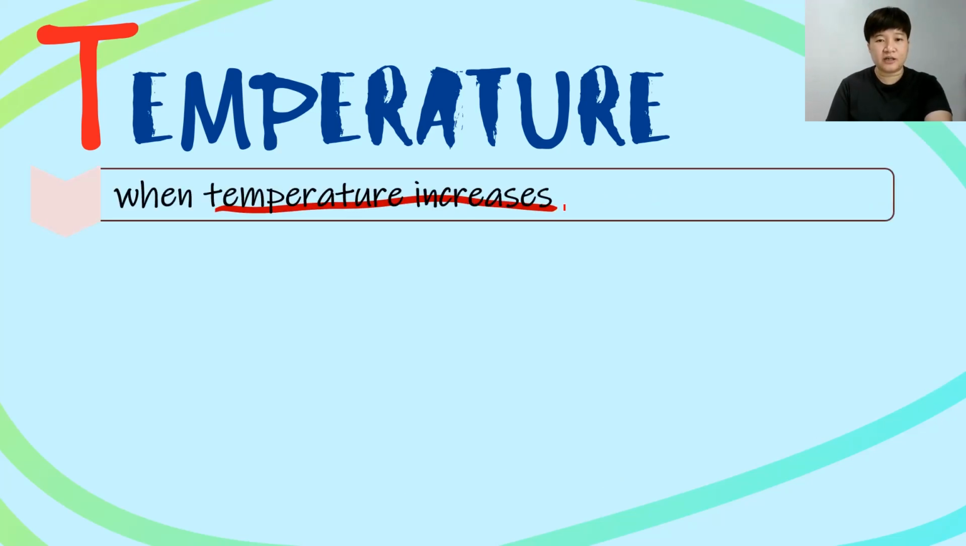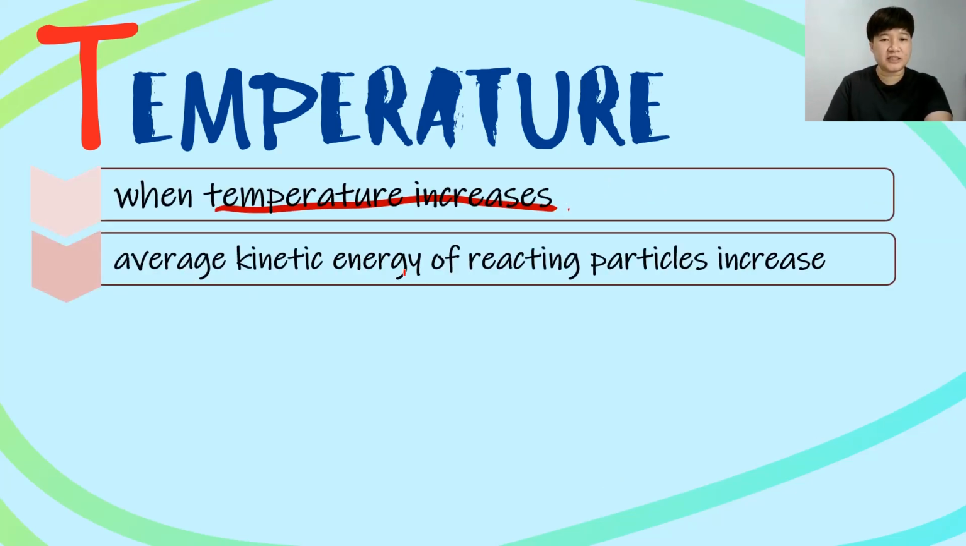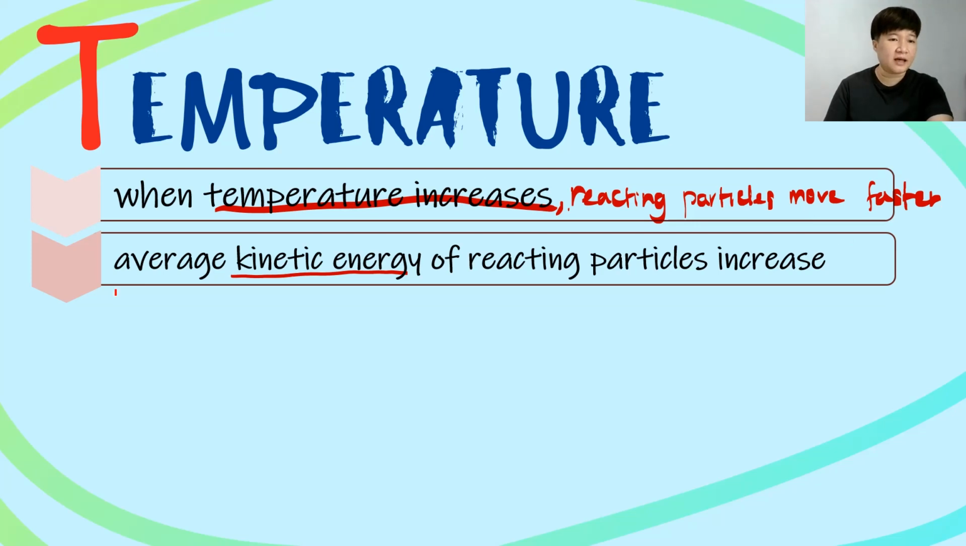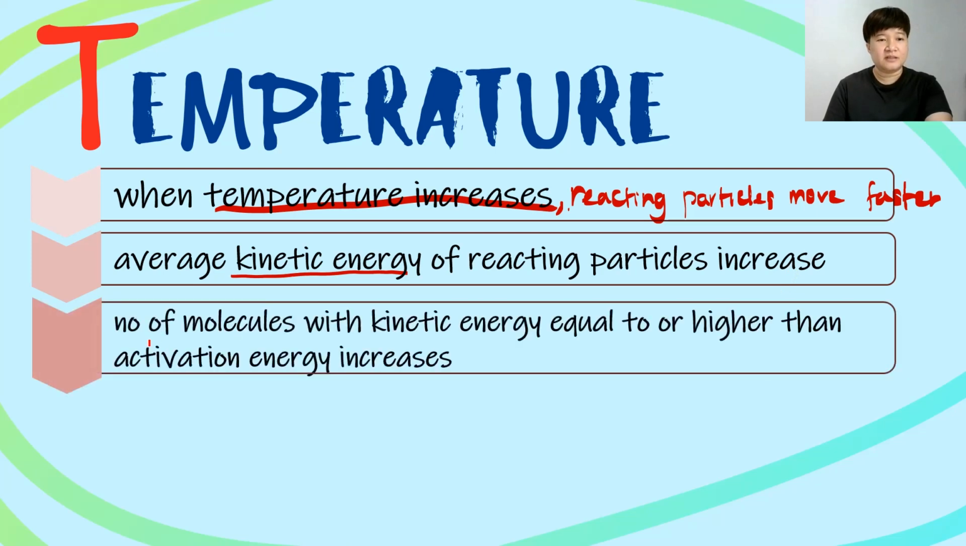When the temperature increases, the average kinetic energy of the reacting particles increases. Kinetic energy over here represents movement. You can say over here that when the temperature increases, reacting particles move faster. You can add that, don't worry. Reacting particles move faster, therefore the average kinetic energy of the reacting particles increases. Therefore, the number of molecules with kinetic energy equal to or higher than the activation energy increases. Activation energy is your Ea.